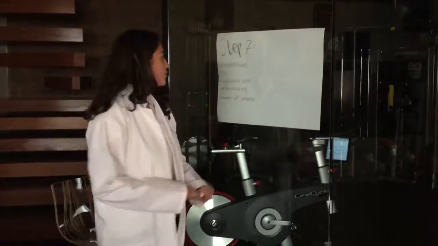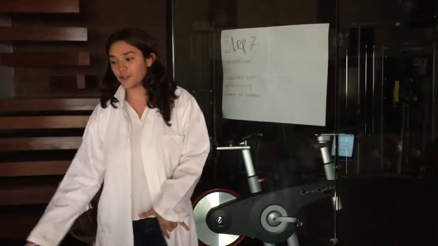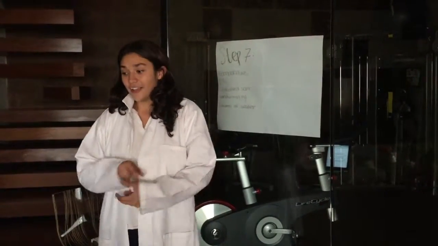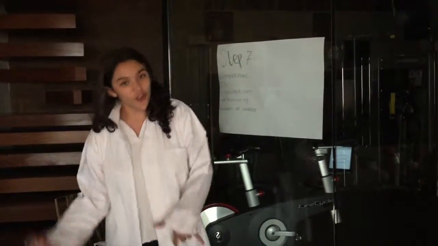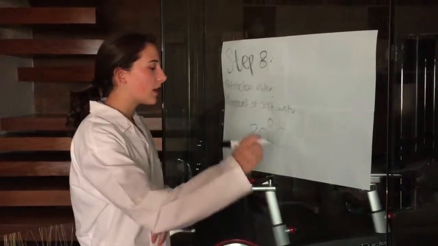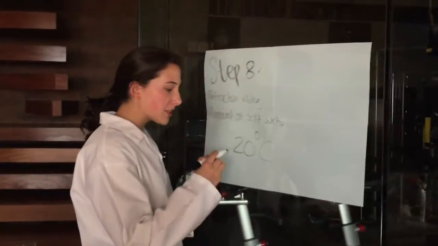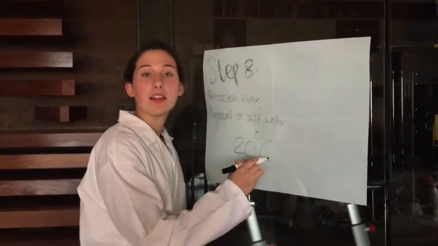For our control group, we will have to measure the same things we did before, but we will do it for the distilled water, which will be used as the control group of water A and water B. Number 8, we have to heat or cool the waters in order to reach 20 degrees Celsius.